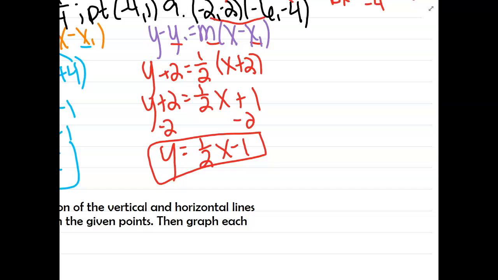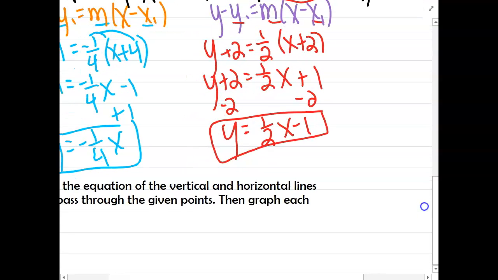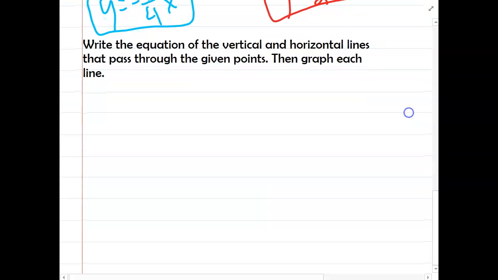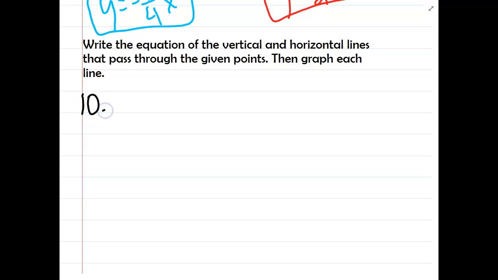Okay, the last thing we're going to talk about is horizontal and vertical lines. So here's what you're going to do. In your homework, it splits it up into 2 sections. It's going to do this, and then do this. We're just going to do it in one. So I'm going to give you a point. I want to write the vertical and the horizontal line that goes through that point, and then we're going to graph those lines. So for number 10, let's do the point -2, 5.